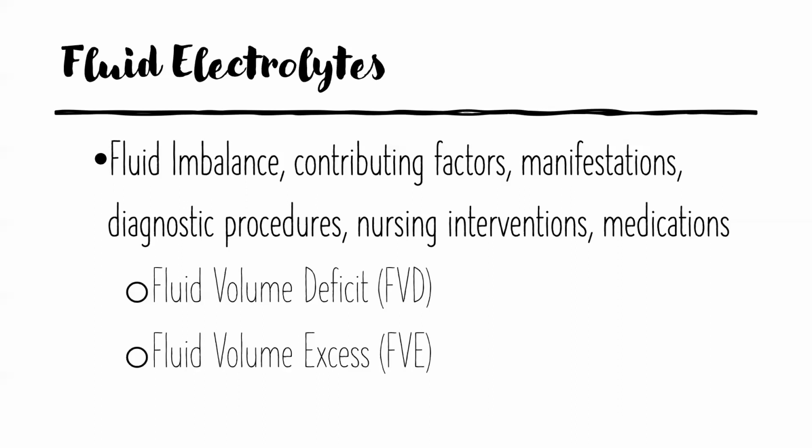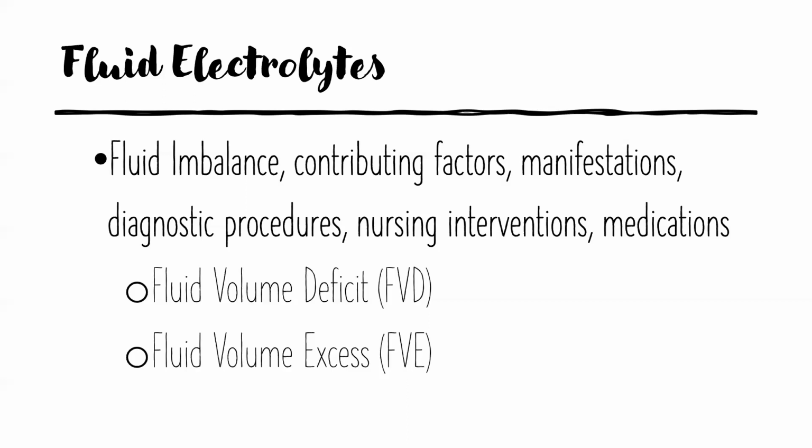We will also maintain strict intake and output for this patient, and output should be at least 0.5 milliliters per kilogram per hour. So we want to make sure that this patient has at least 30 mLs of urine output per hour. We'll weigh the client daily. We will monitor laboratory data. And we'll also seek to correct the underlying cause. Why is the patient in fluid volume deficit?